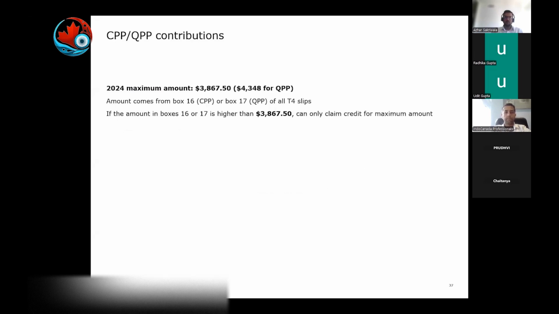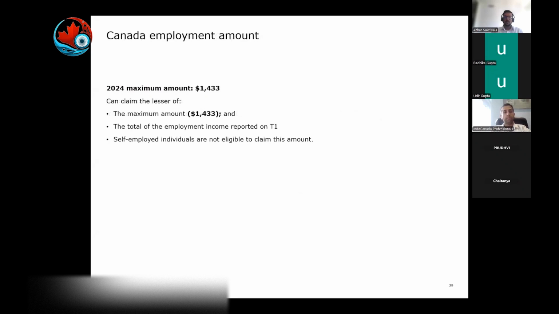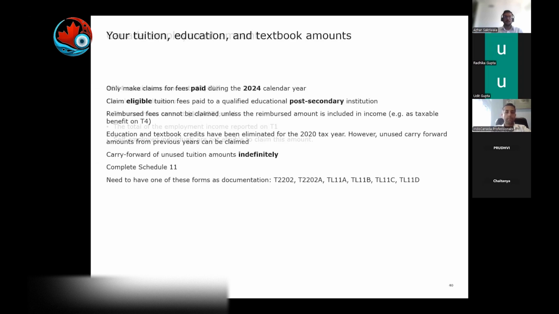For any contributions you make to CPP and EI, you are entitled to credits on these contributions. You also get a nominal amount, $1,433, of non-refundable eligible credits for being employed. For tuition, specifically for students who are studying in Canada and incurring tuition fees, you are entitled to claim a tax credit of up to 15% of your eligible tuition fees, for which your education institution shall issue a T2202 at the end of the year, which is a tuition credit slip. And it's very important to keep records of that, because that will help to minimize your tax liability in the years as long as you have available tuition credits.